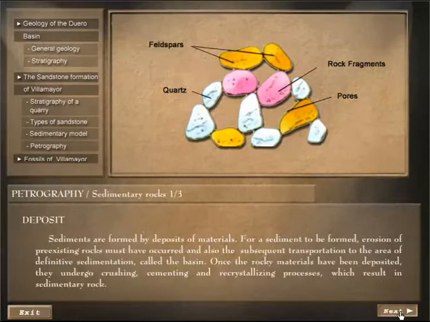Petrography. Sedimentary rocks. Deposits. Sediments are formed by the deposits of materials. For a sediment to be formed, erosion of pre-existing rocks must have occurred, and also the subsequent transportation to the area of definitive sedimentation, called the basin. Once the rocky materials have been deposited, they undergo crushing, cementing, and recrystallizing processes, which result in sedimentary rock.